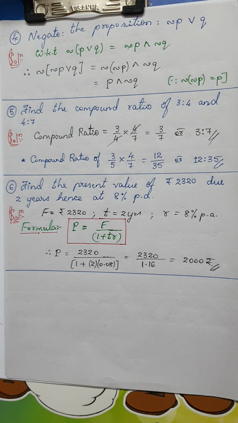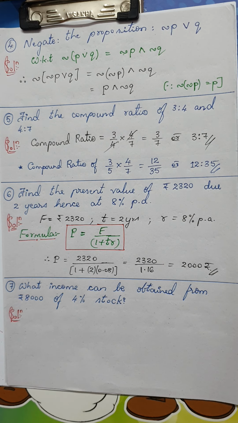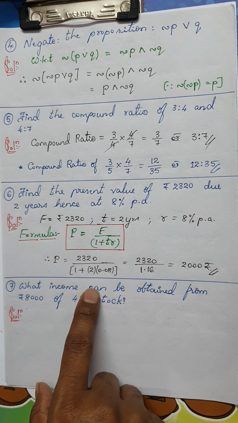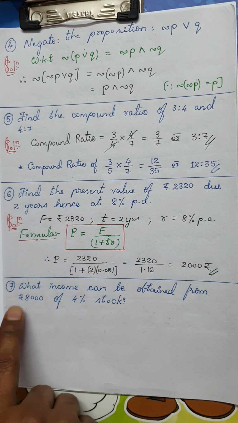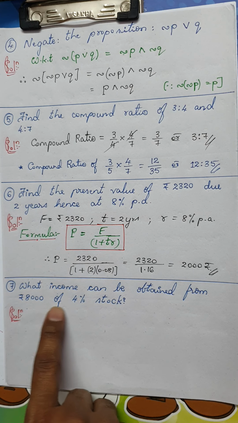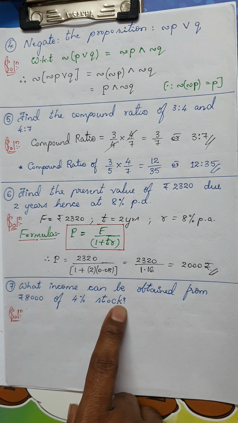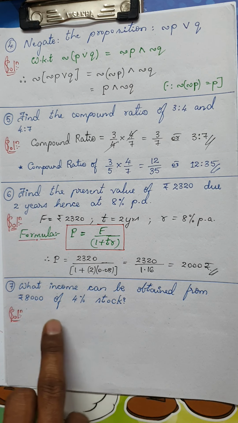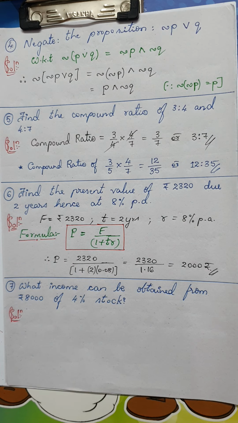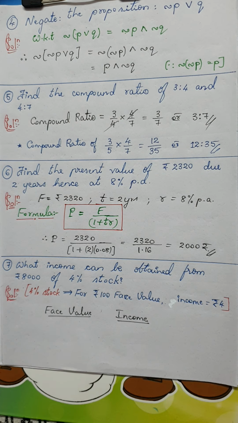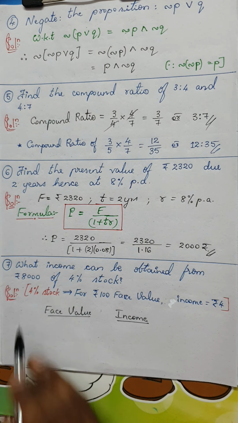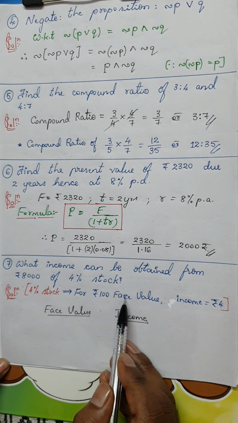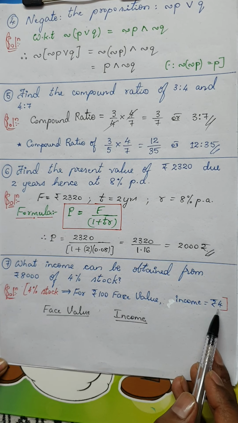Moving on to question number 7. What income can be obtained from rupees 8000 of 4% stock? Now what do you mean by 4% stock? Hope you know that 4% stock means for the face value of rupees 100, the income is rupees 4. You have to note it down. Please remember that. So kindly note it down. 4% stock means for rupees 100 face value, income is rupees 4.